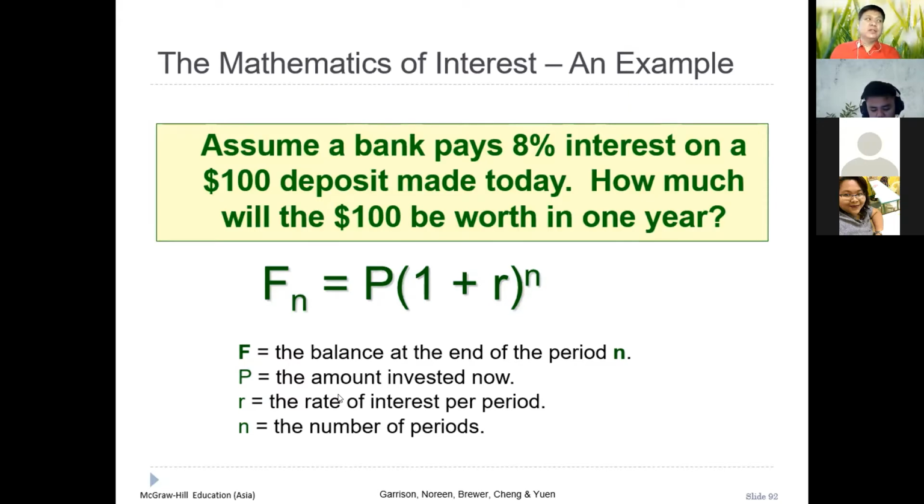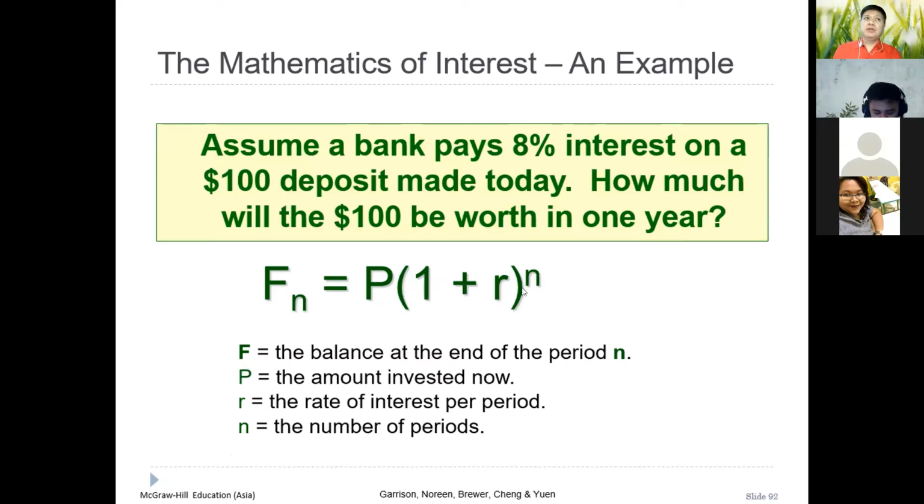R represents the rate of interest per period. This is the rate that is given to you by the bank. And N is the number of periods. So for our illustration, N is represented by 1 year, 2 years, 3 years, or 4 years. So this is the formula.